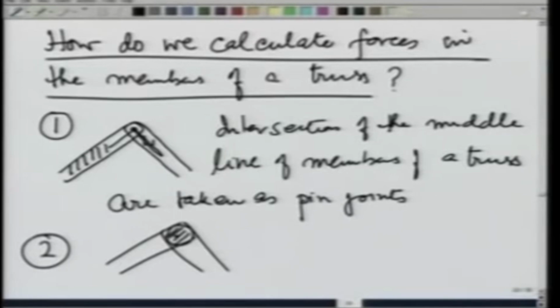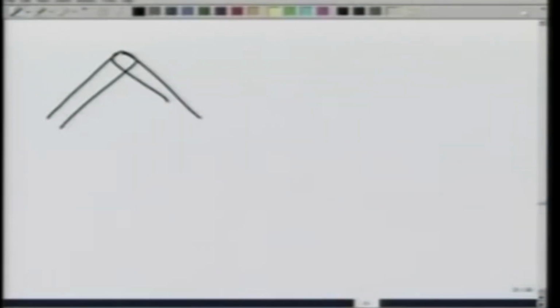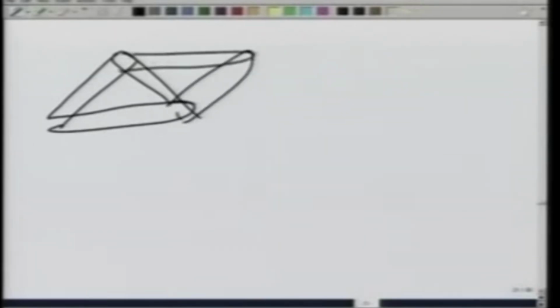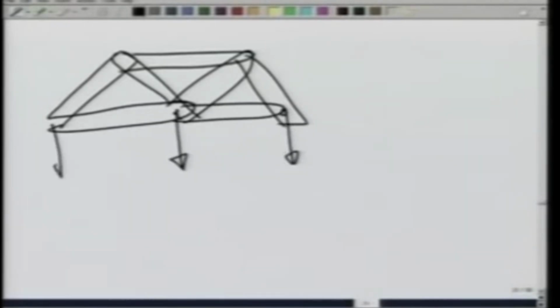Next, we are going to assume that at any truss all the load is going to be only on the pin joints. That is the next assumption.